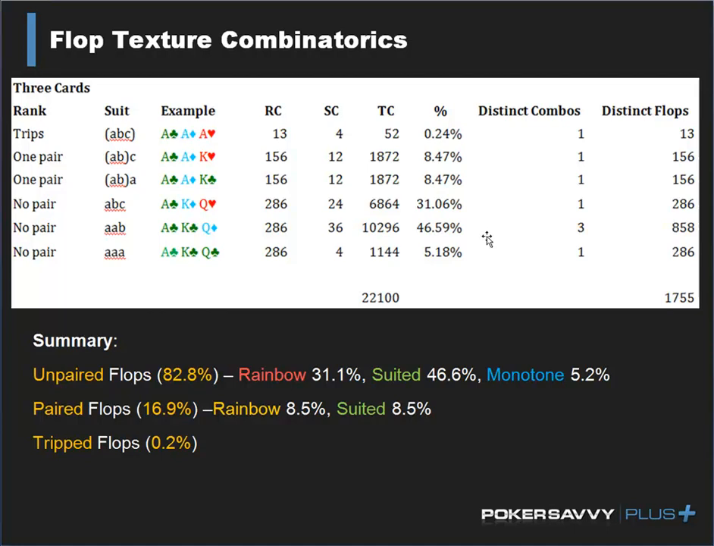People might not realize that the majority of all flops are suited, that there are significantly more suited flops than rainbow versions of any particular flop. You see here, it's a 2-to-1 ratio, or 3-to-2 ratio.